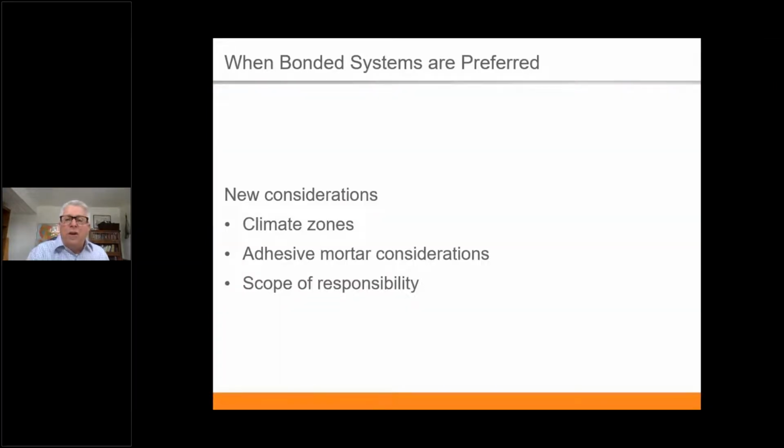So what are the things we should really be taking a look at that haven't always been considered but are really crucial to the success of an assembly? How about we look at climate zones? We'll see that those play a crucial role. How about adhesive mortar considerations? There are going to be specific considerations, specific types of performances that we're going to need in order to ensure success. And then how about who's responsible for what when we actually design these things and build them? So let's start with the first one, climate zones.